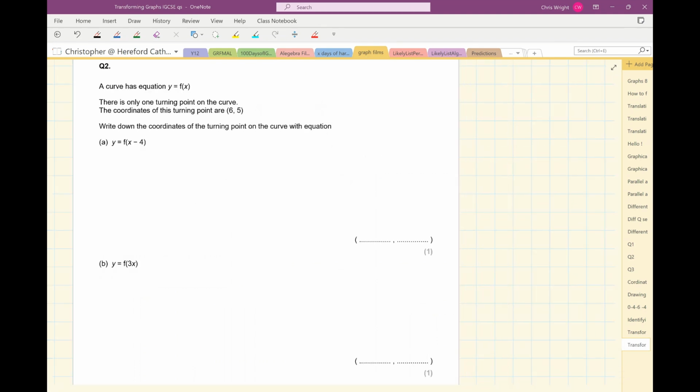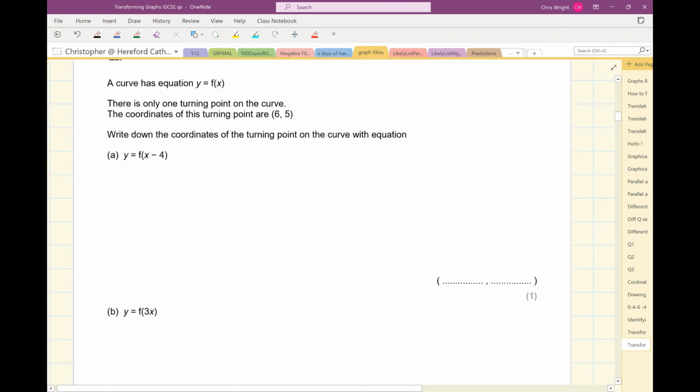Question 2. A curve has equation y equals f of x. There is only one turning point, and the coordinates of the turning point are 6, 5. Write down the coordinates of the turning point on the curve with this equation.